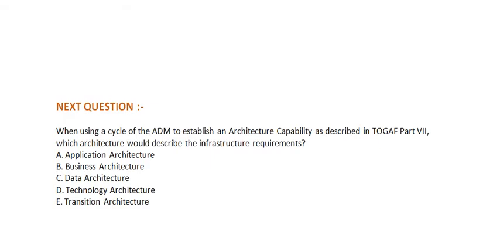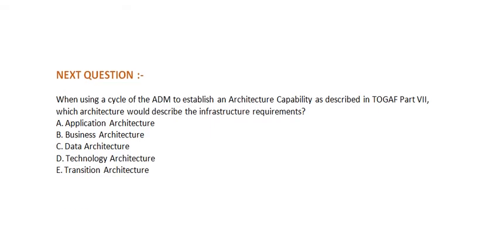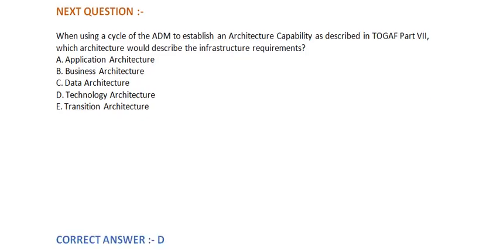Today's questions are, when using a cycle of the ADM to establish an architecture capability as described in TOGAF Part 7, which architecture would describe the infrastructure requirements? Option A, application architecture. Option B, business architecture. Option C, data architecture. Option D, technology architecture. And option E, transition architecture. The correct answer is option D.